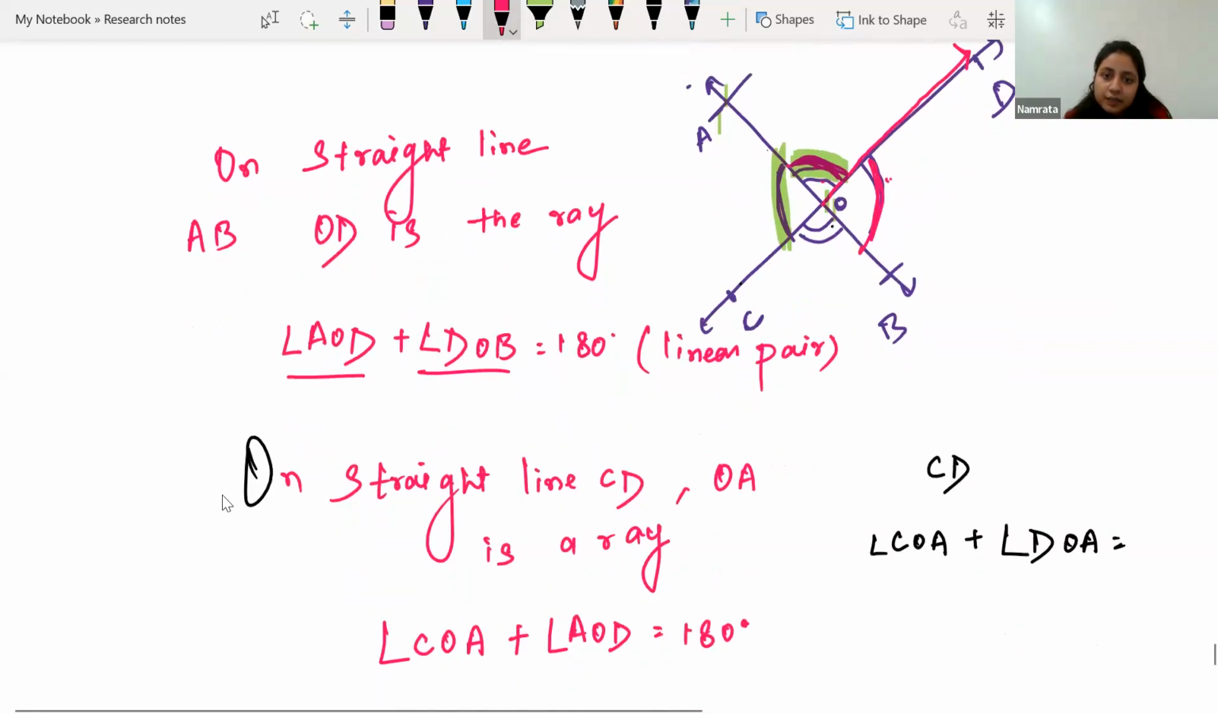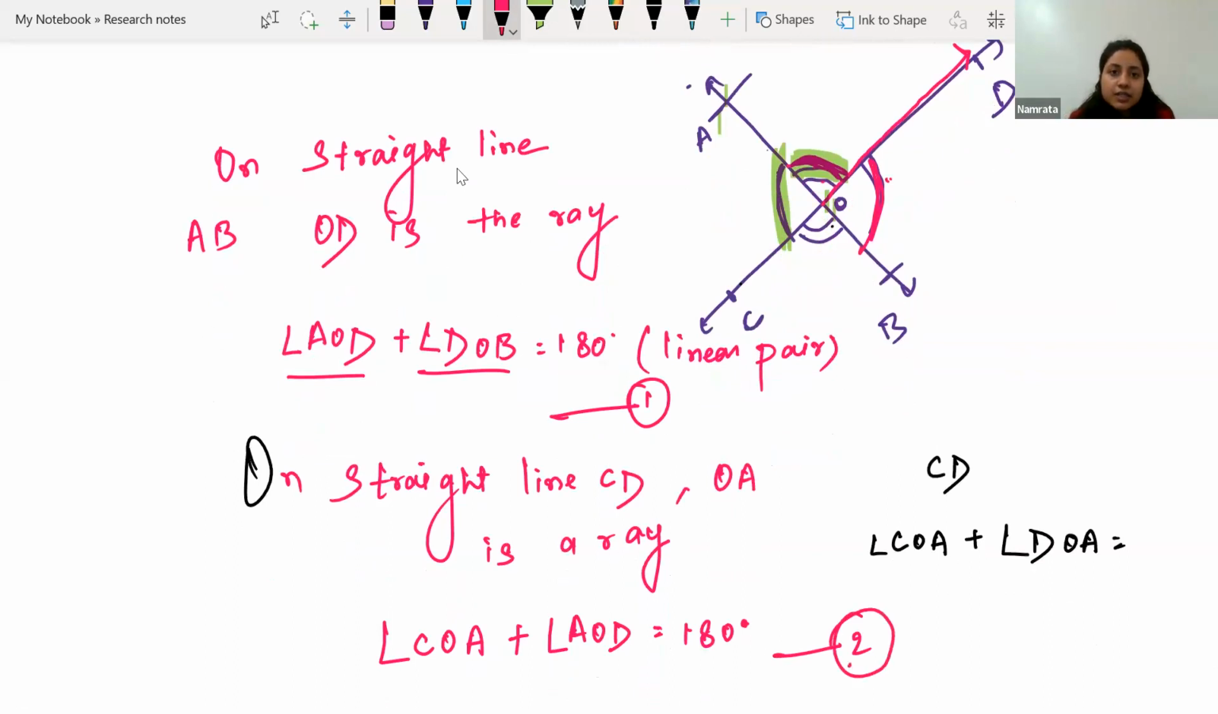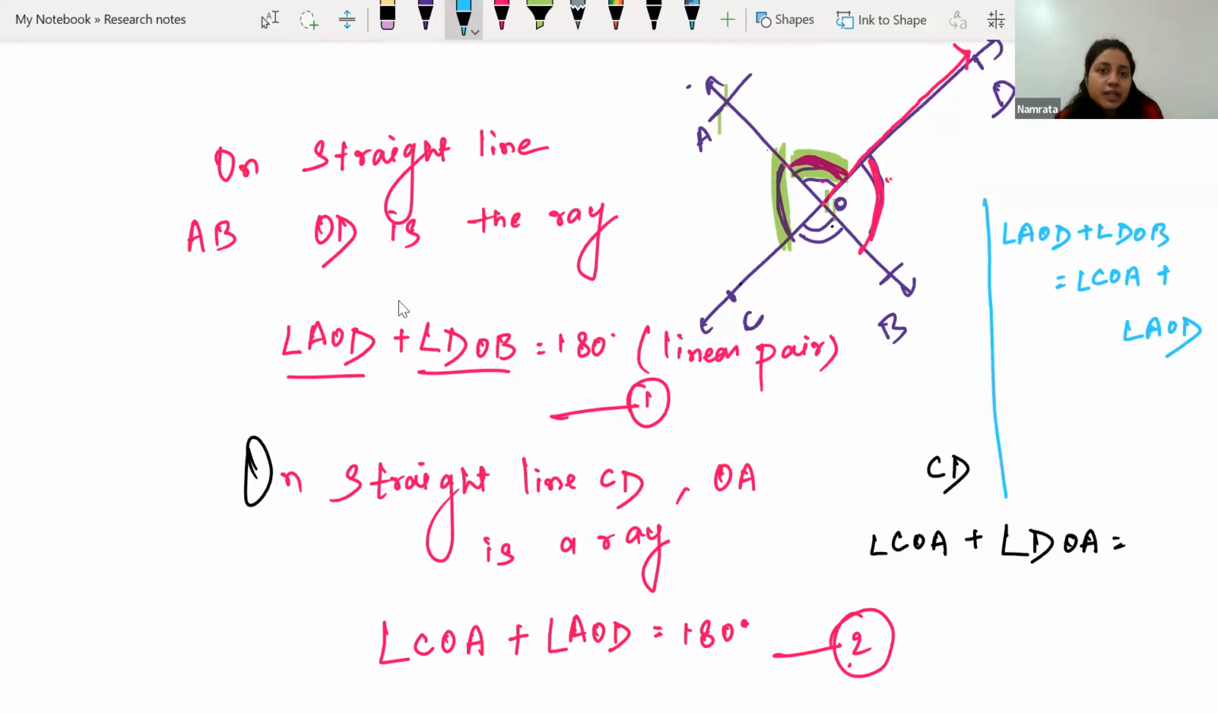Can I say this? Yes, ma'am. Now, if we compare equation 1 and equation 2, both are 180, so we can equate them. We can say angle AOD plus angle DOB is equal to angle COA plus angle AOD. Both are 180, so we can equate them, that one's left hand side is equal to this one's left hand side, because both are eventually 180 only.